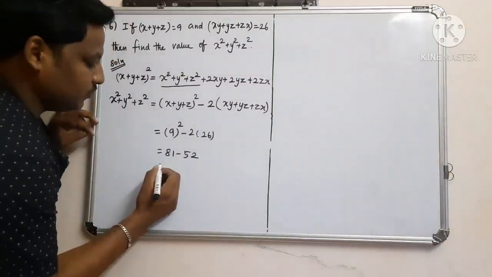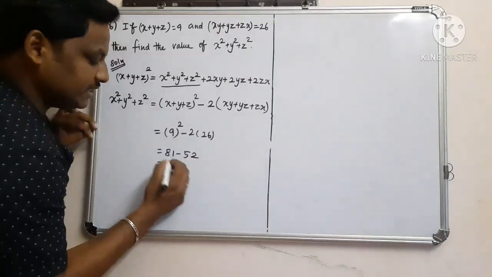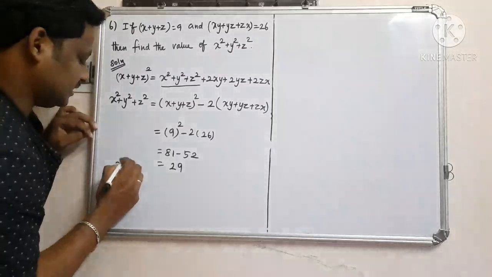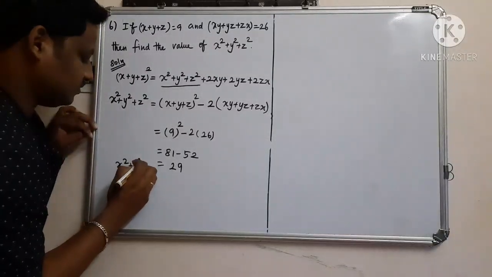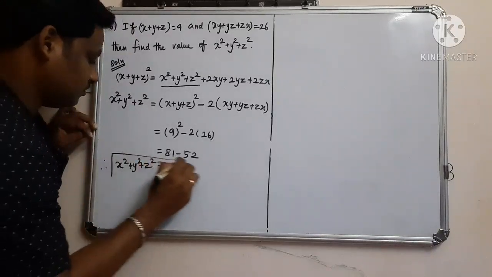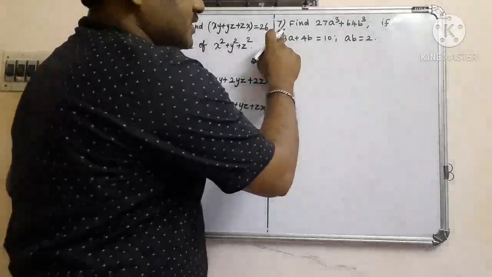81 minus 52, that is what? 1 minus 2 is not possible, so 11 minus 2 is 9. Here 7 minus 5 is 2. So x square plus y square plus z square value is equal to 29. So next, seventh question.